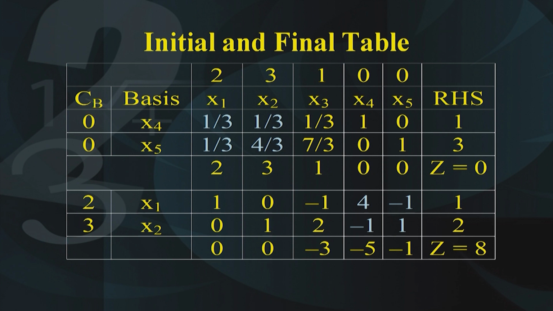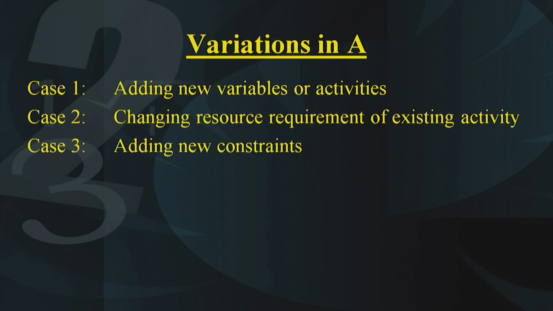And the deviation entries in the final table are 0, 0, minus 3, minus 5 and minus 1. So, this is the initial and the final table that is given to us. Now, we want to look at the variations in the aij's. If you look at this carefully, there arise three cases.